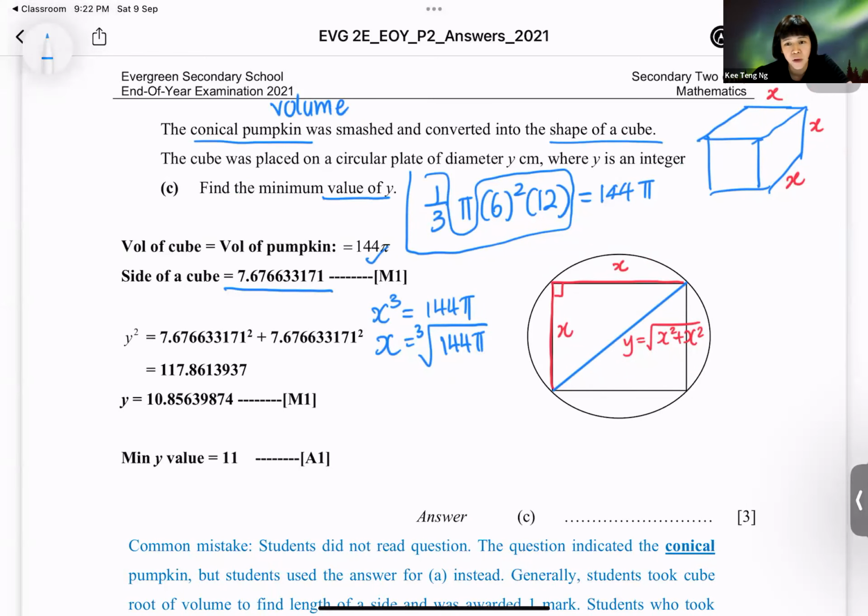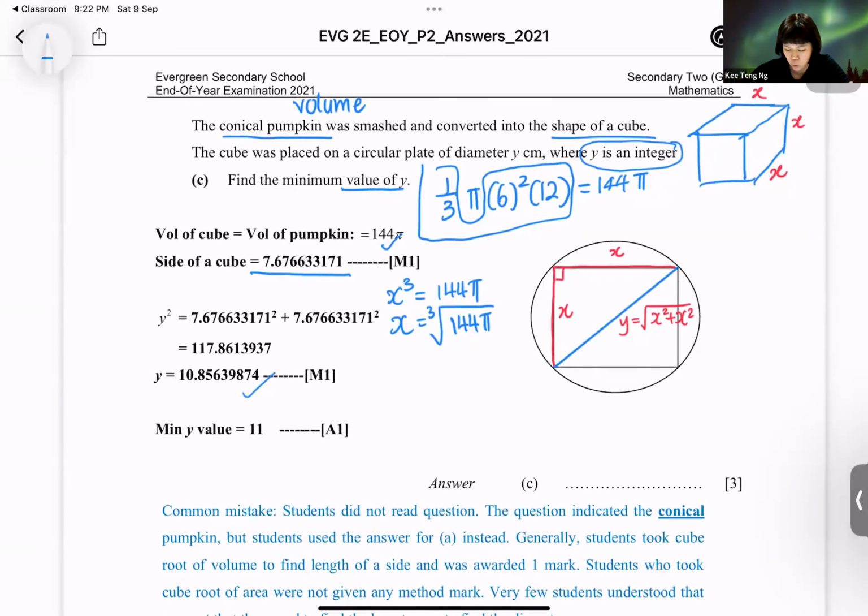Okay, to find the value for y, I use Pythagoras theorem. 7.676 squared plus 7.676 squared, then square root, and get the answer. But of course, for convenience, they say y is an integer, right? They give you one integer, so also round it off to 11. Okay.